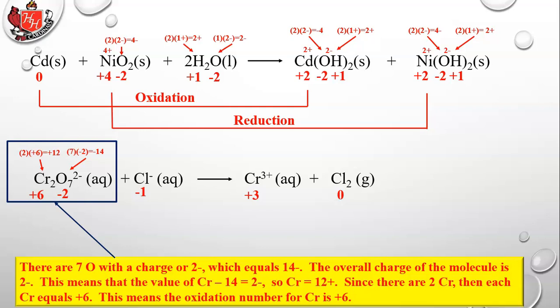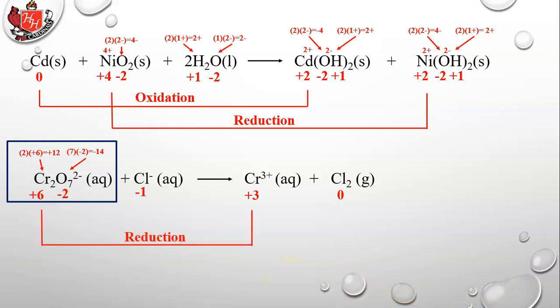So now let's go ahead and assign oxidation and reduction here. So the chromium is reduced. It goes from a +6 oxidation number on the left to a +3 on the right. So that number went down. It was reduced. So the oxidation number is reduced. That means that's the reduction. And the chloride went from a -1 to a 0. So that's the oxidation. The oxidation number increased.